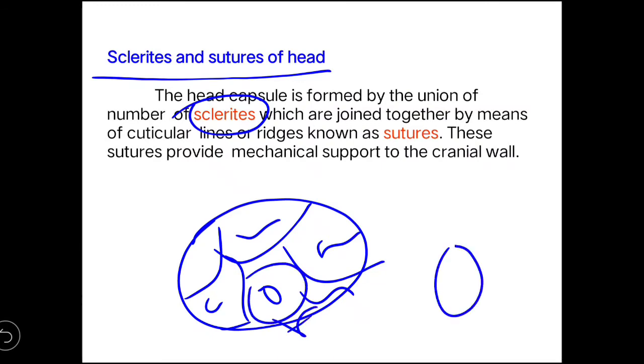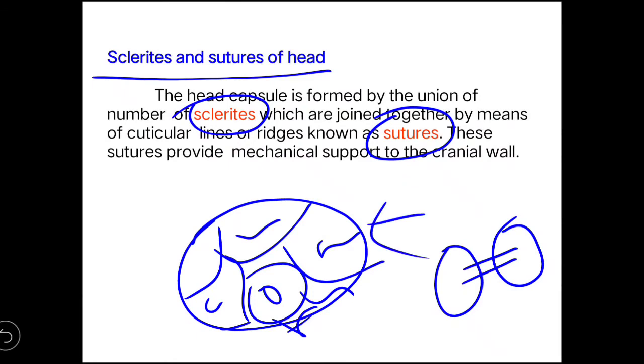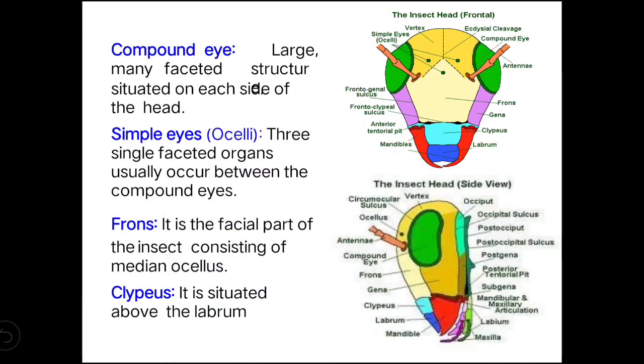Each sclerite is joined by a cuticular line that is known as suture. So what is suture? Suture will join together the sclerites. Just remember, the sutures are nothing but the cuticular lines which join together the sclerites. Now we'll discuss one by one what the sclerites of the head are.